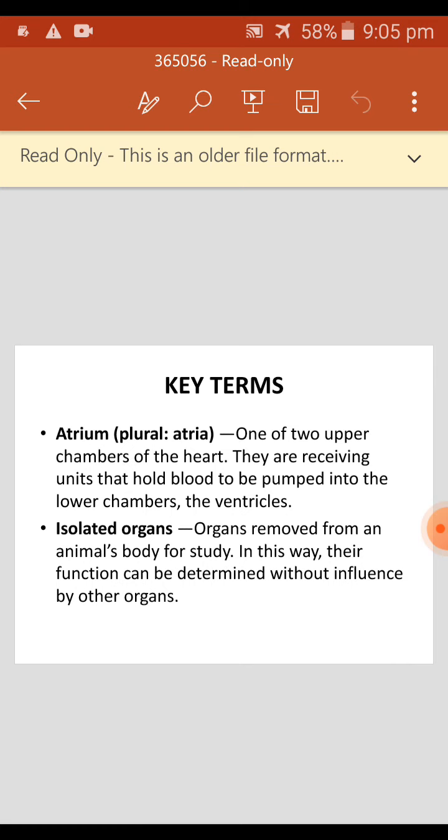Next one is ketones. In ketones, two types, atrium and isolated organs, are contained. One is atrium, plural atria, one of two upper chambers of the heart. They are receiving units that hold blood to be pumped into the lower chambers, the ventricles. Second one, isolated organs. Organs removed from an animal's body for study. In this way, their function can be determined without influence by other organs.